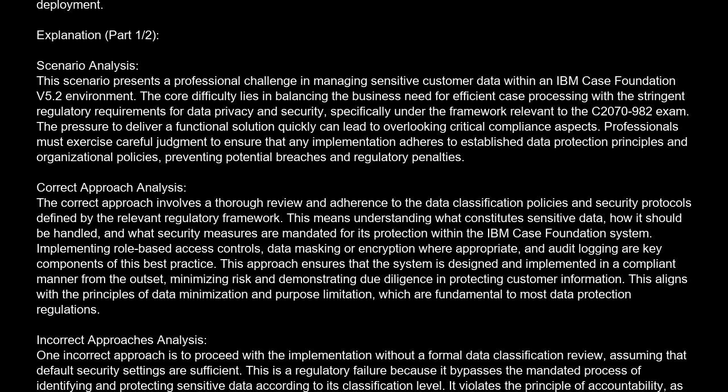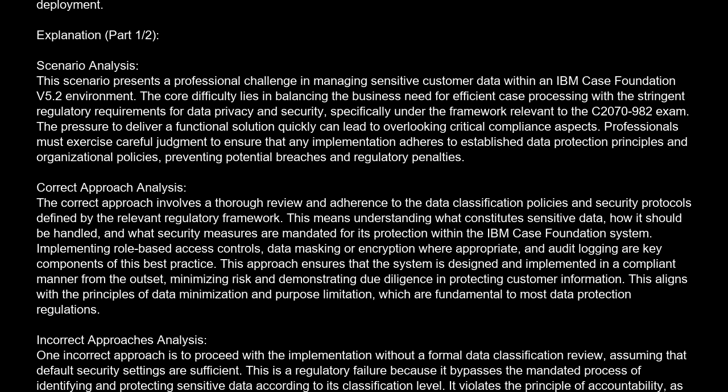Correct approach analysis. The correct approach involves a thorough review and adherence to the data classification policies and security protocols defined by the relevant regulatory framework. This means understanding what constitutes sensitive data, how it should be handled, and what security measures are mandated for its protection within the IBM Case Foundation system. Implementing role-based access controls, data masking or encryption where appropriate, and audit logging are key components of this best practice. This approach ensures that the system is designed and implemented in a compliant manner from the outset, minimizing risk and demonstrating due diligence in protecting customer information.